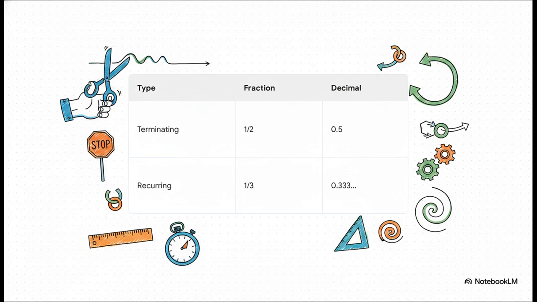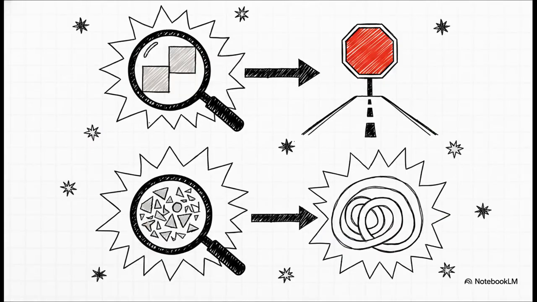The division just stops. On the flip side, we have non-terminating recurring decimals. These guys go on forever, but they repeat a clear pattern. Think of 1/3, which becomes 0.333, and it just keeps going to infinity. And here is the absolute ultimate cheat code for your exams. Listen closely because you literally do not need to do any long division to figure out what type of decimal a fraction will be. All you do is prime factorize the denominator.